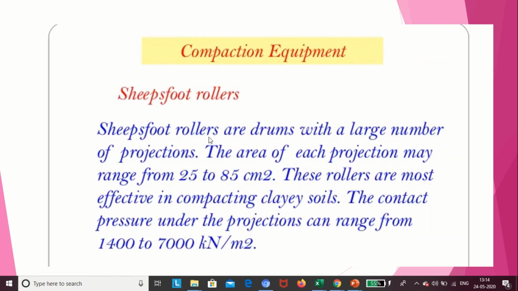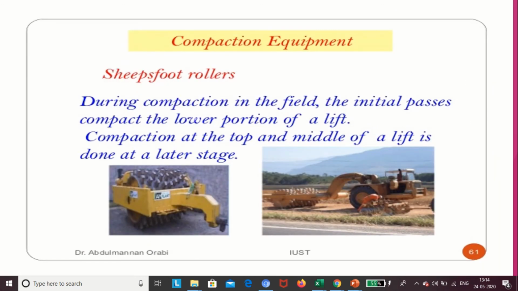Then sheep foot rollers. They are drums with a large number of projections. The area of each projection may range from 25 to 85 square centimeters. These rollers are most effective in compacting clay soils. The contact pressure under the projections can range from 1400 to 7000 kilonewton per meter square. See, these are sheep foot rollers. You can see this. During compaction in the field, the initial passes compact the lower portion of a lift. Compaction at the top and middle of a lift is done at later stages.